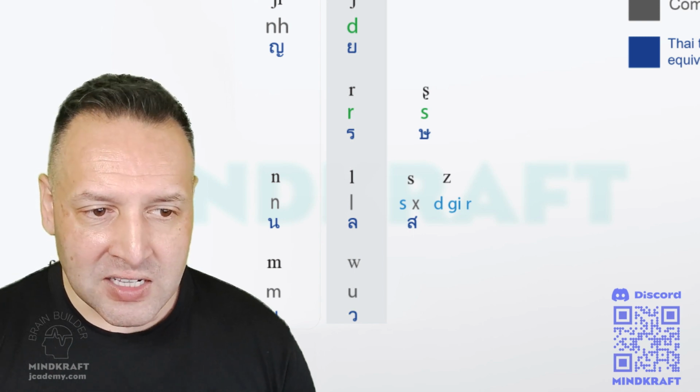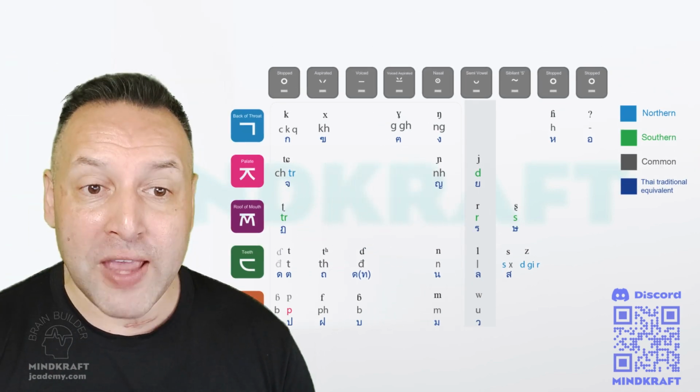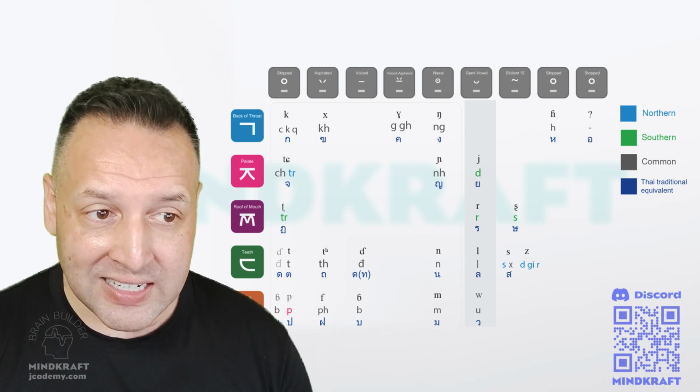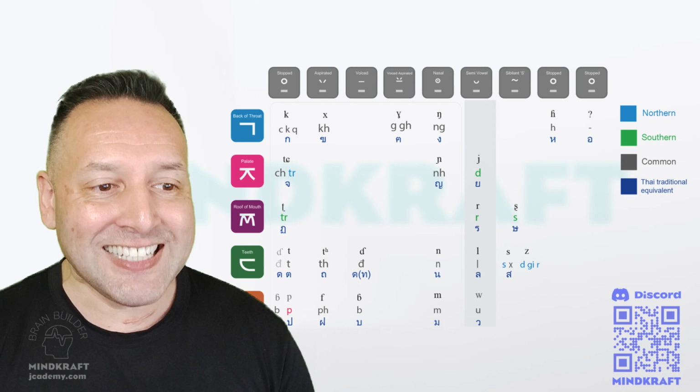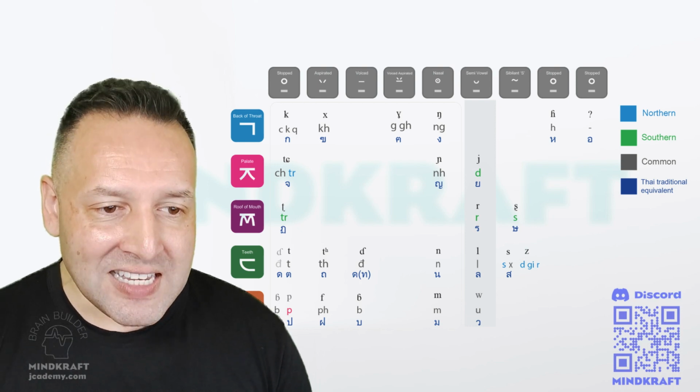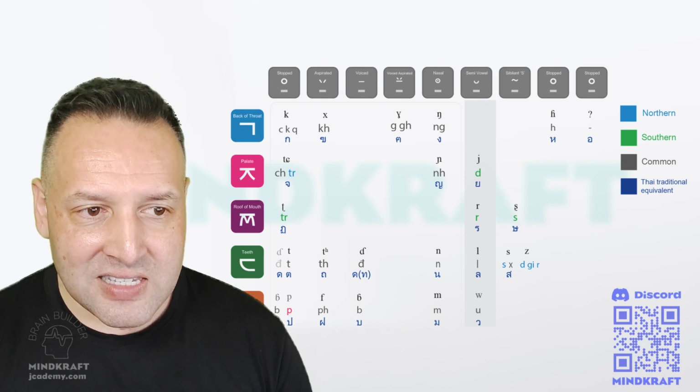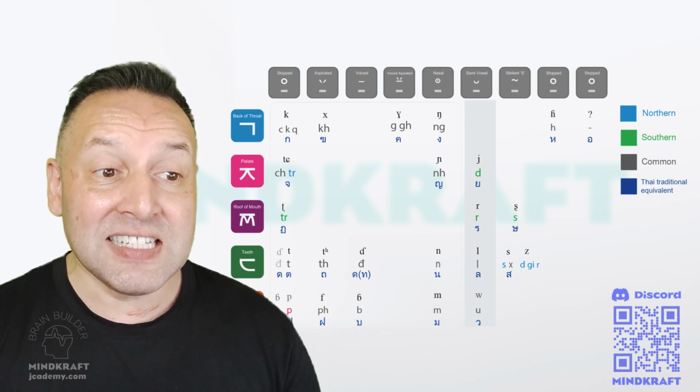Now you can see in light blue here, that's Northern. But then if we have a look at Southern, look at this green letter here, we see the letter D here representing y. So this D here in Northern is z. The D in Southern is y.